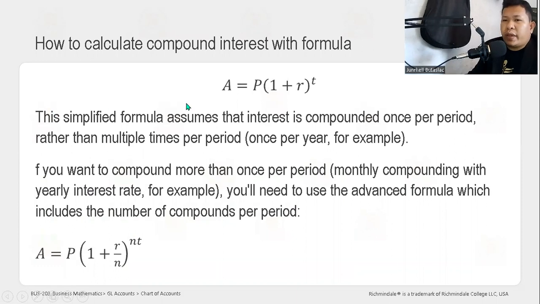Okay, so here is the formula. A equals P times (1 plus R) raised to the power of T. This simplified formula assumes that interest is compounded once per period. So rather than multiple times per period, or once per year, for example, right? So if you want to compound more than once per period, or monthly compounding with yearly interest, for example, you'll need to use the advanced formula, which includes the number of compounds per period. So let's say this is the formula. A equals P times (1 plus R over N) raised to the power of NT.